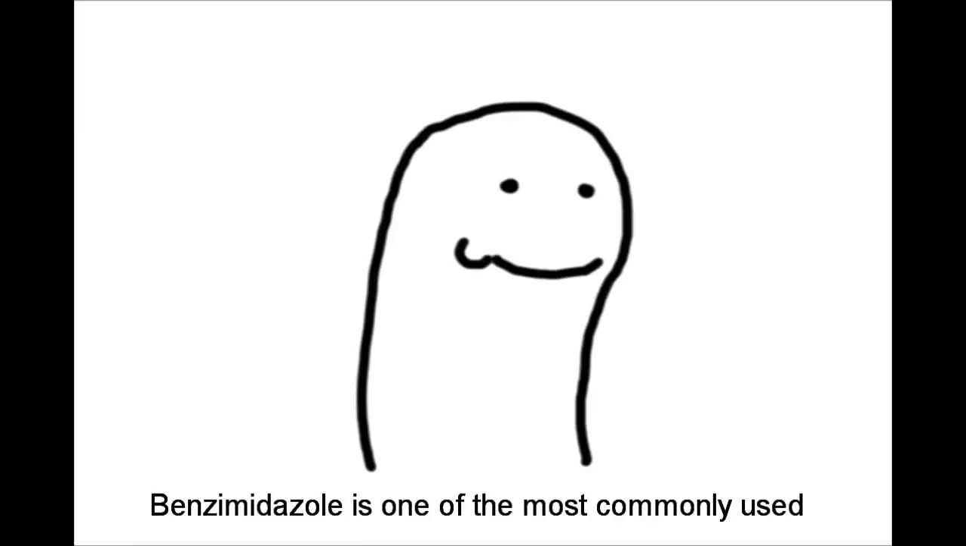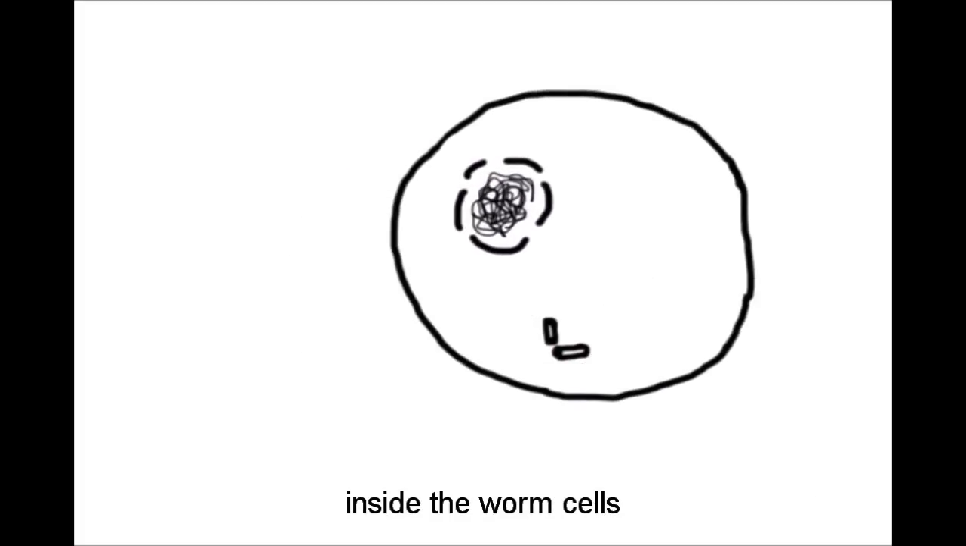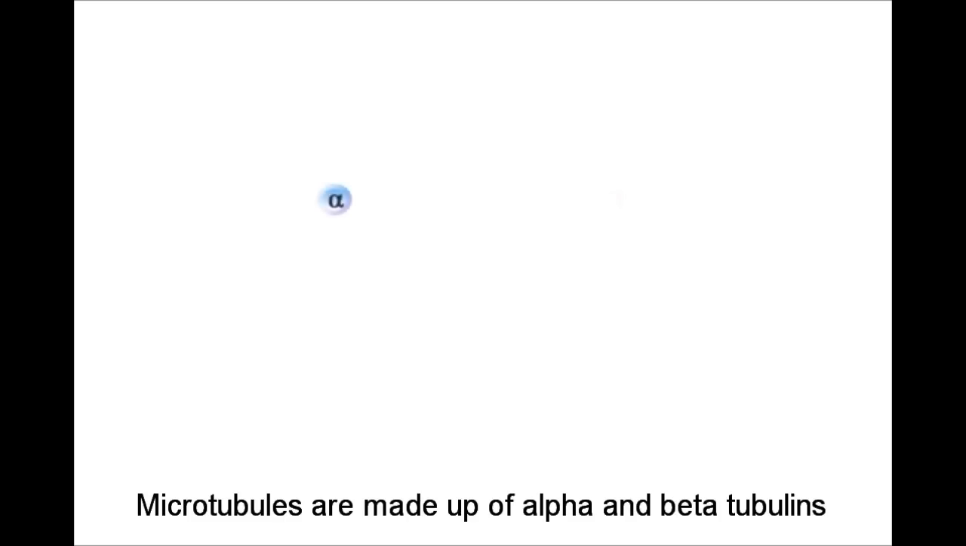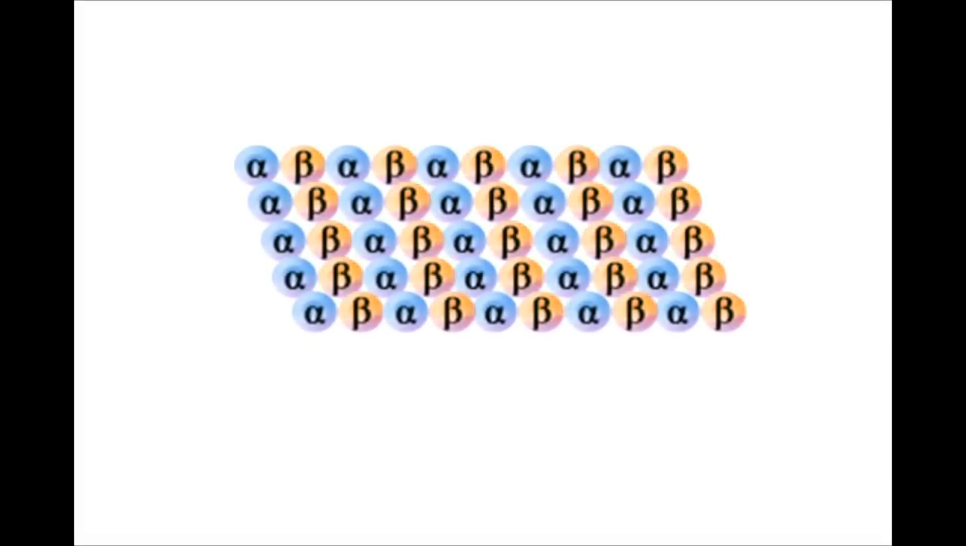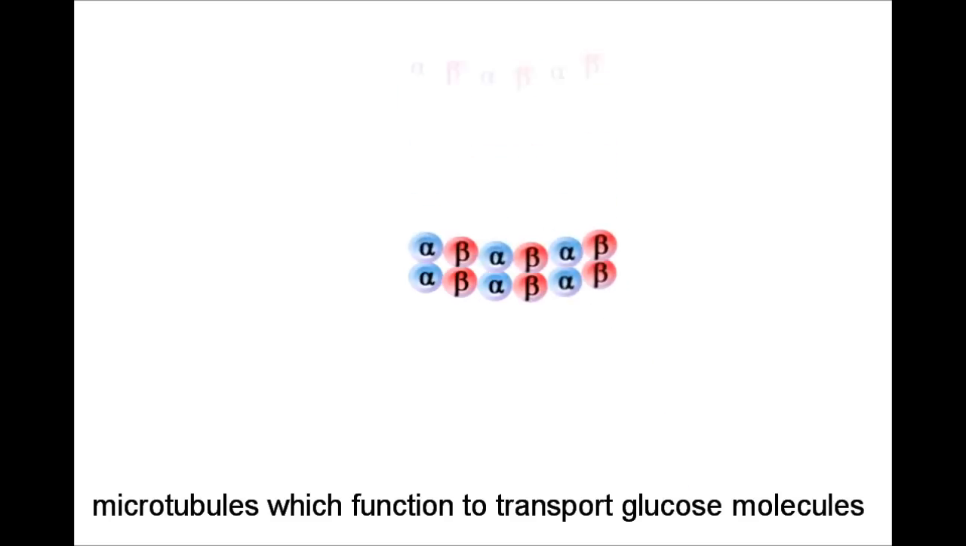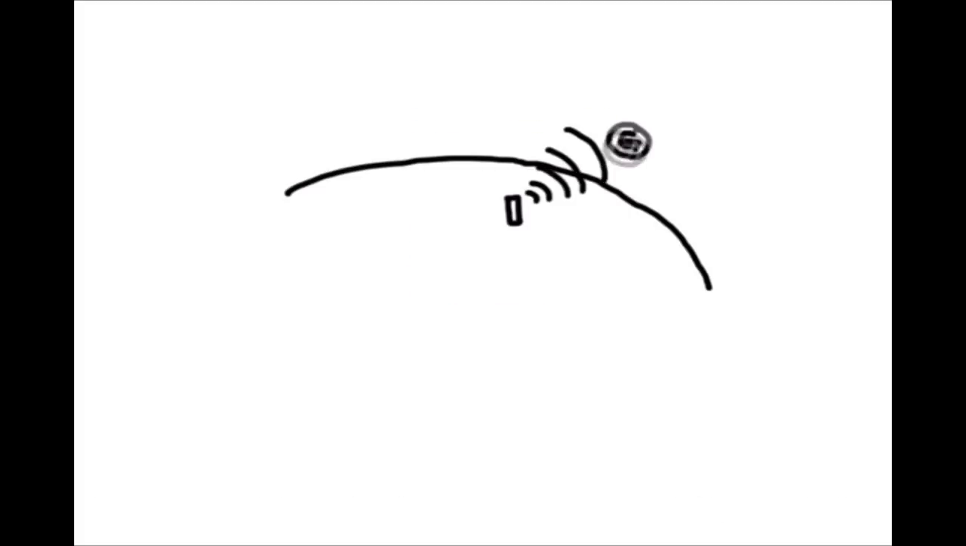Mechanism of action of benzimidazole. Benzimidazole is one of the most commonly used antihelminthic agents. Benzimidazole disrupts the formation of microtubules inside the worm cells. Microtubules are made up of alpha and beta tubulins which align themselves alternatively. Polymerization of alpha and beta tubulins forms microtubules which function to transport glucose molecules into the cell by endocytosis.